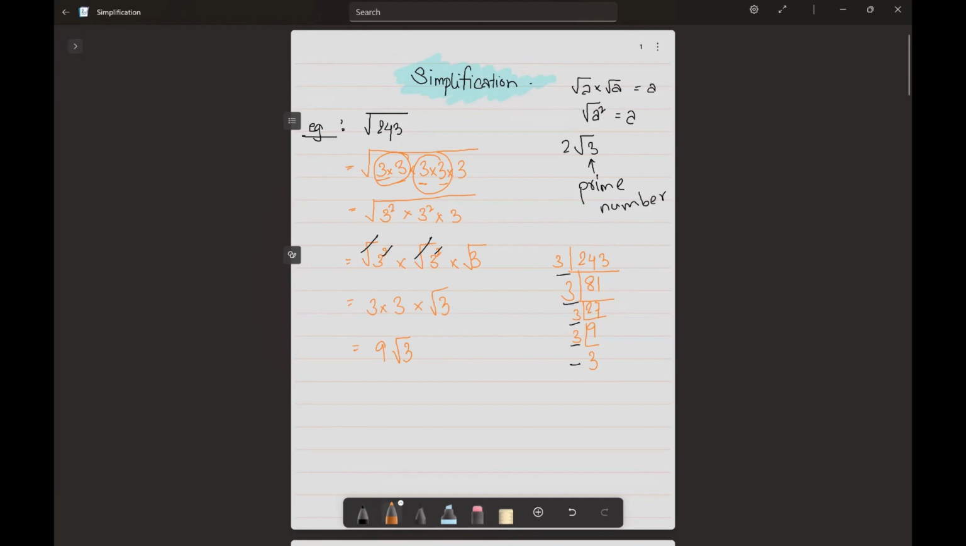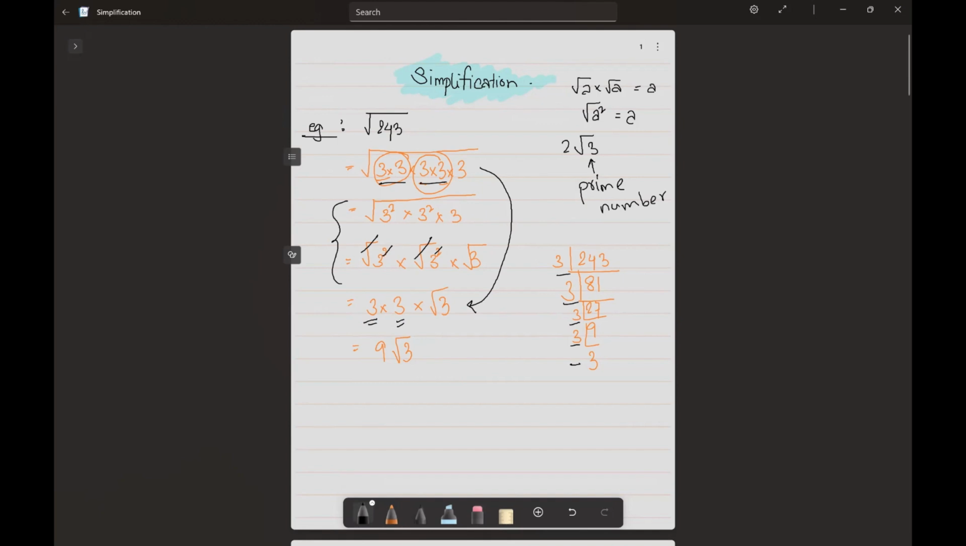Now, instead of doing all of these steps, we can follow a shortcut. The shortcut is as follows: for every two same numbers, when you have two same numbers, one number will come out of the root. You can keep it in your mind like this. And instead of following these two steps, you can directly jump from this step to this step. See, you have 2 3's in here. So out of these 2 3's, 1 3 will come outside.